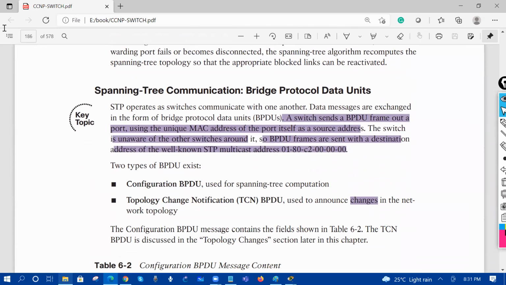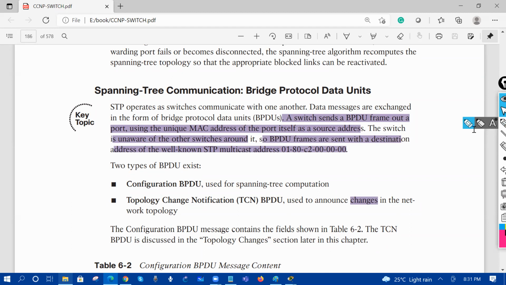STP operates as switches communicate with one another. Data messages are exchanged in a Bridge Protocol Data Unit. A switch sends a BPDU out of a port using the unique MAC address of the port itself as the source address. The switch is unaware of the other switches around it. So BPDU frames are sent with the destination address known as the STP multicast address 0180C20000.